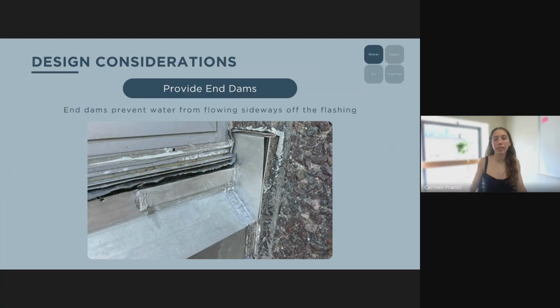So without proper end dams, water can actually travel laterally and go into the wall assembly at the ends, basically bypassing the drainage system entirely, the flashing piece. So what we want to do is essentially cap it at both ends to make sure that any lateral movement stays on the flashing and is still directed to the exterior, again, assuming that we have that slope to the exterior that we want to be seeing.